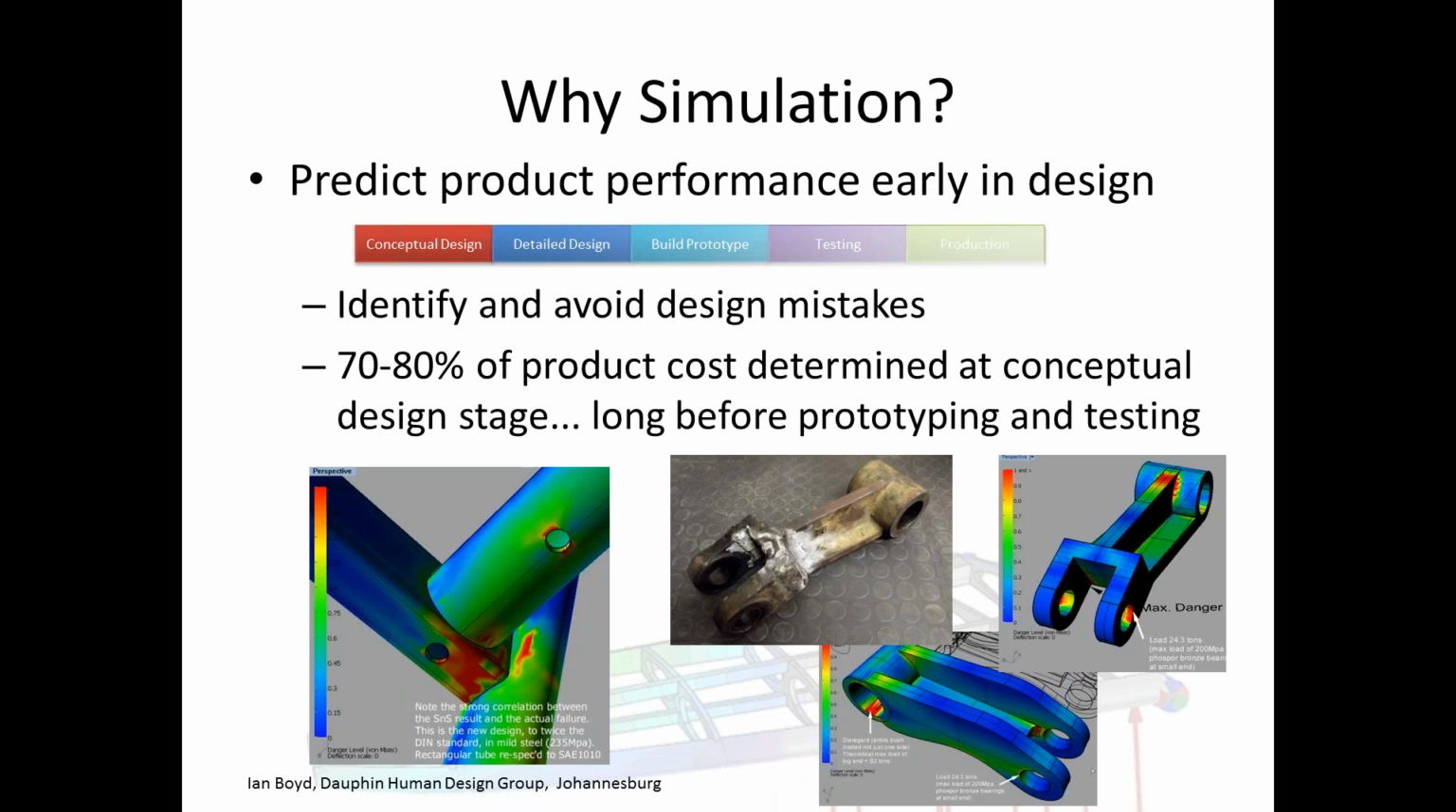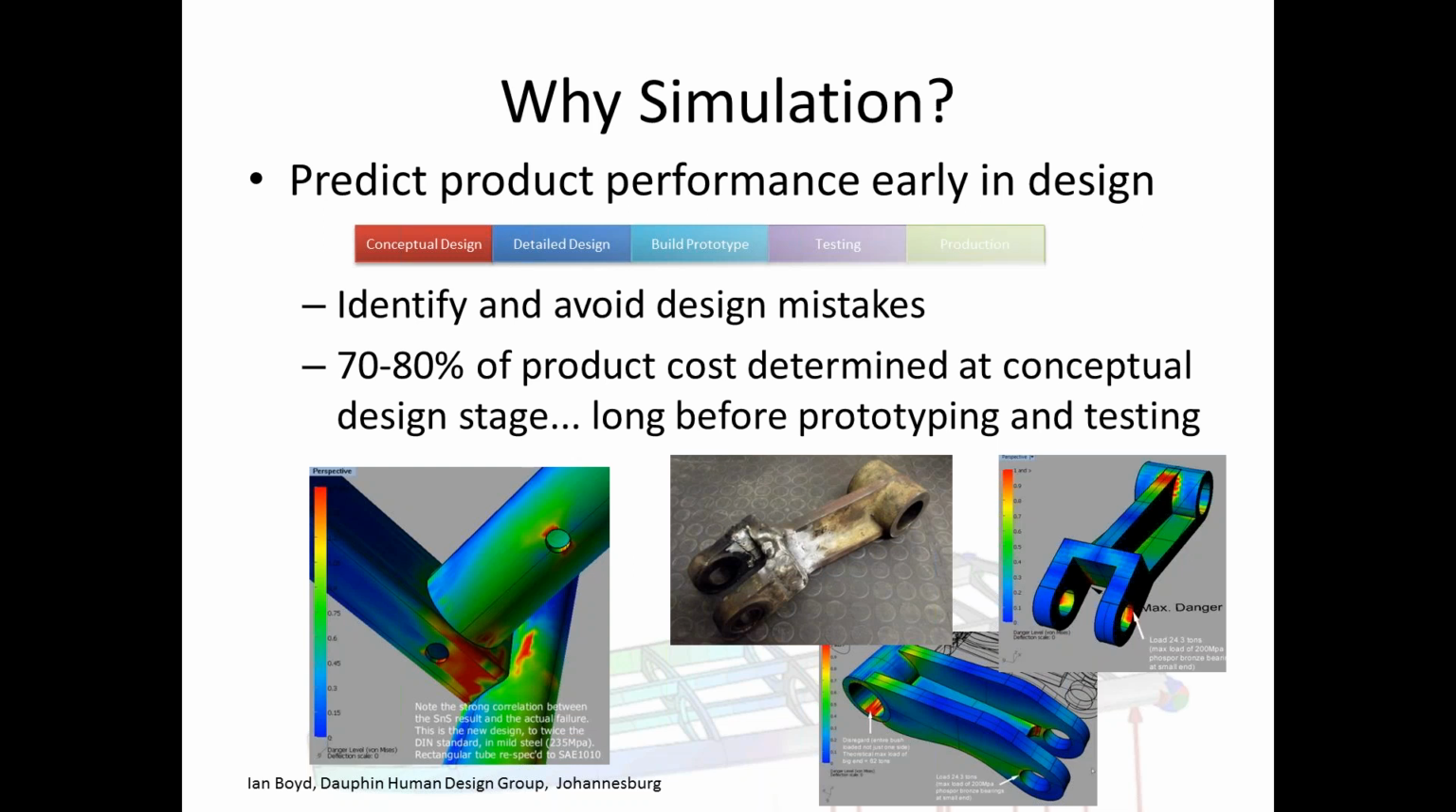So why simulation? Simulation allows us to predict the performance of products early in the design process. Here you see the typical design sequence. We start with conceptual design, we work through detailed design, build a prototype and do some testing. And typically our testing says we have a problem, so we have to go back and modify the design and then build a new prototype and do some testing. And then we find some problem and go back and do more detailed design, build a prototype and do more testing. Ideally, we want to simplify or remove these steps and be able to avoid design mistakes that would typically show up in testing. So we try to identify these design mistakes early in the process.